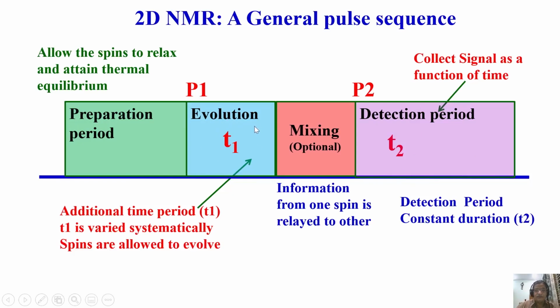You understand? There are two time periods. One is a constant period. Other is a variable period, which is constantly varied. Okay? Systematically.